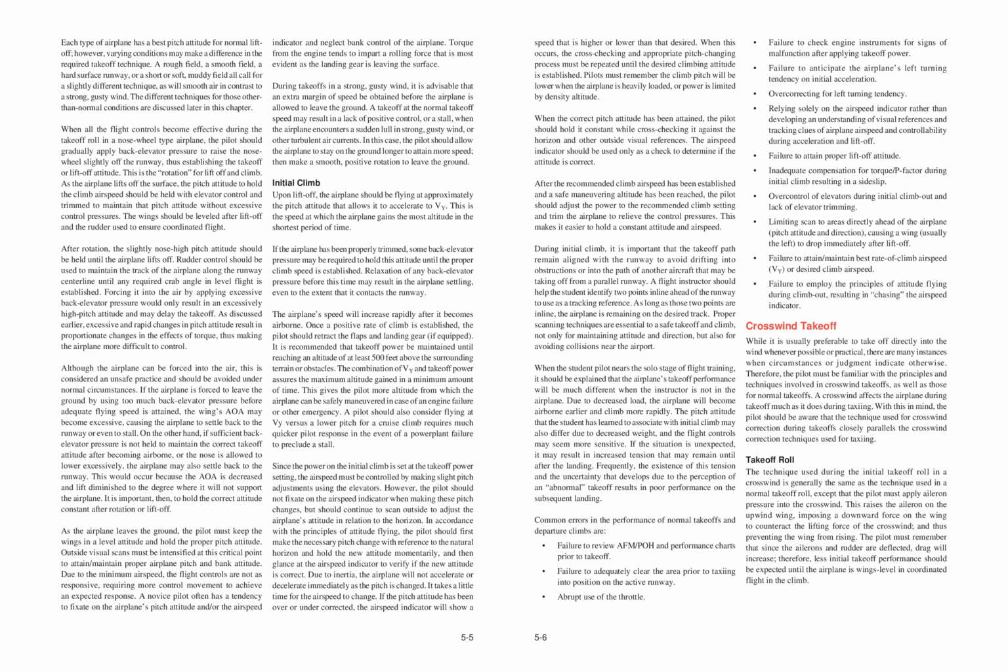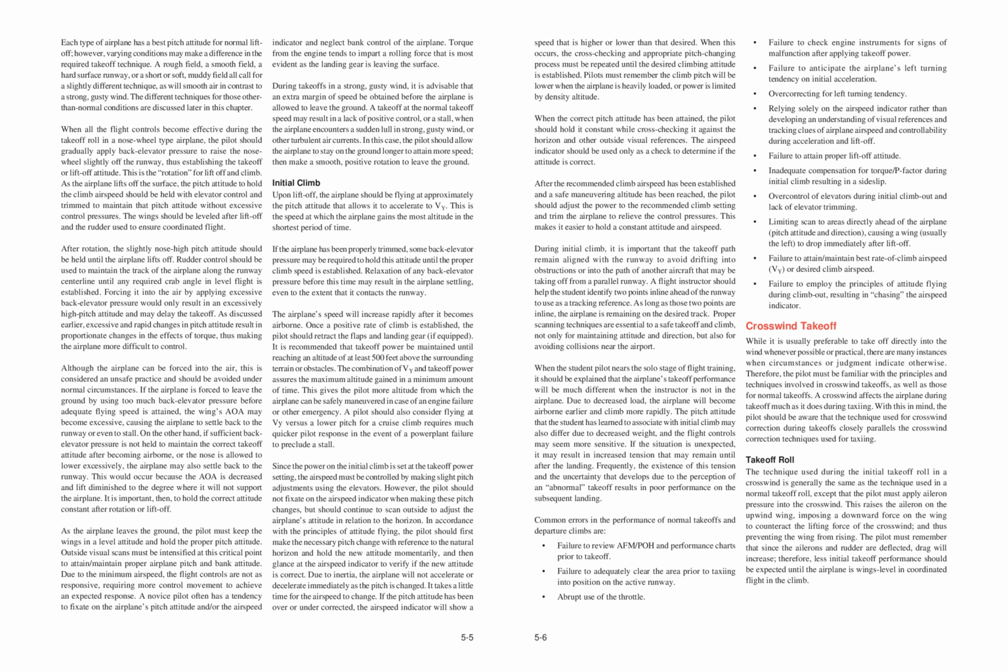When all the flight controls become effective during the takeoff roll in a nose-wheel type airplane, the pilot should gradually apply back elevator pressure to raise the nose wheel slightly off the runway, thus establishing the takeoff or liftoff attitude. This is the rotation for liftoff and climb. As the airplane lifts off the surface, the pitch attitude to hold the climb airspeed should be held with elevator control and trim to maintain that pitch attitude without excessive control pressures. The wings should be leveled after liftoff and the rudder used to ensure coordinated flight.